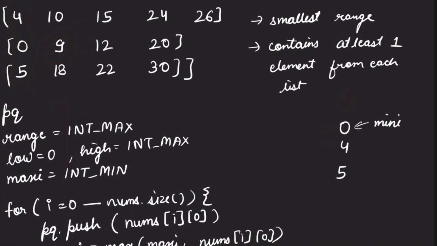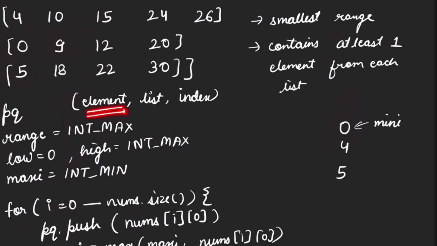But how do you know which element has to be inserted? In your min heap, only this element 0 is present. You don't know which array it belongs to and what its index is in that array. So to find out the next element that has to be inserted, along with the element we will have to store two more things in our min heap. So in total, we will store three things. The first one will be the element, the second one will be the list, and the third one will be the index.